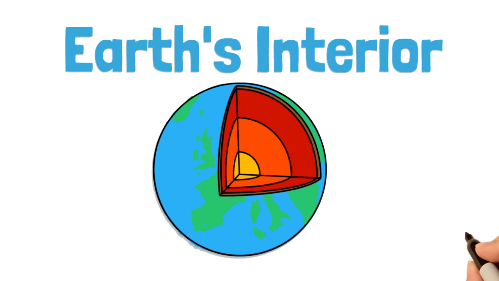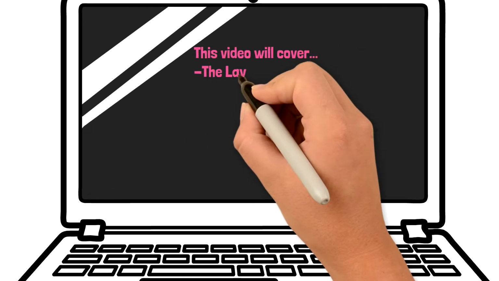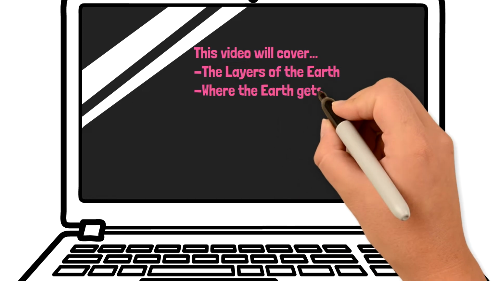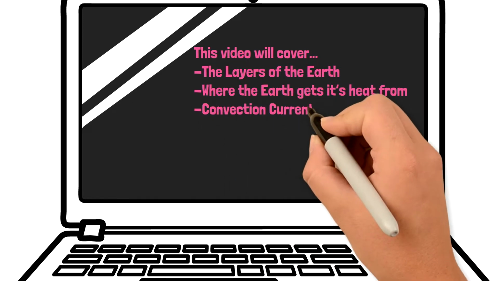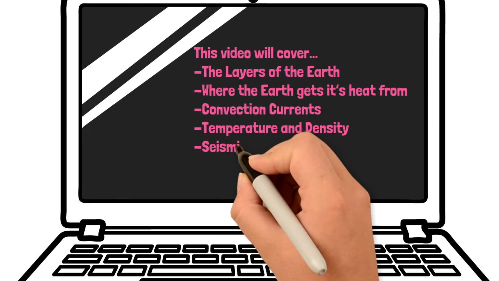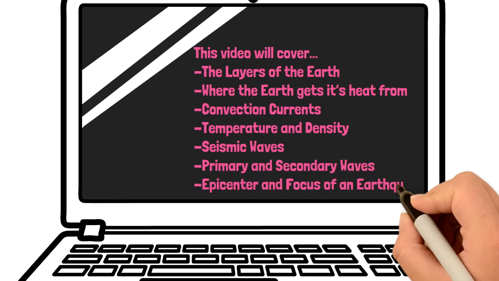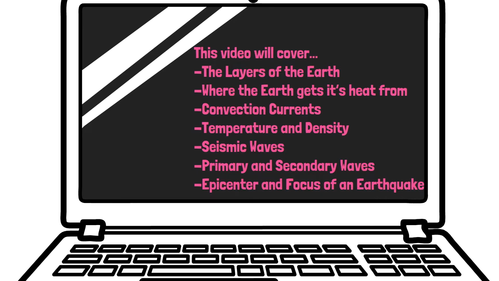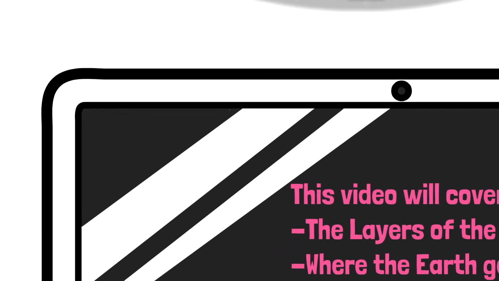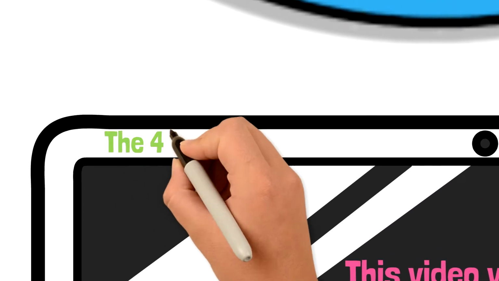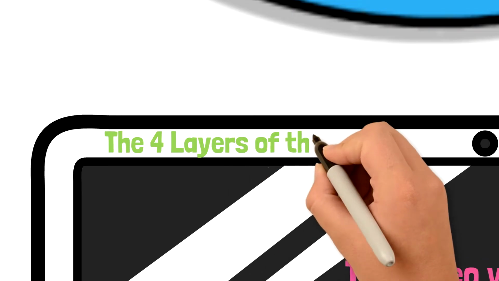In this unit, we will learn about Earth's interior. This video will cover the layers of the Earth, where the Earth gets its heat from, convection currents, temperature and density, seismic waves, primary and secondary waves, and the epicenter and focus of an earthquake. First, let's discuss the 4 layers of the Earth.